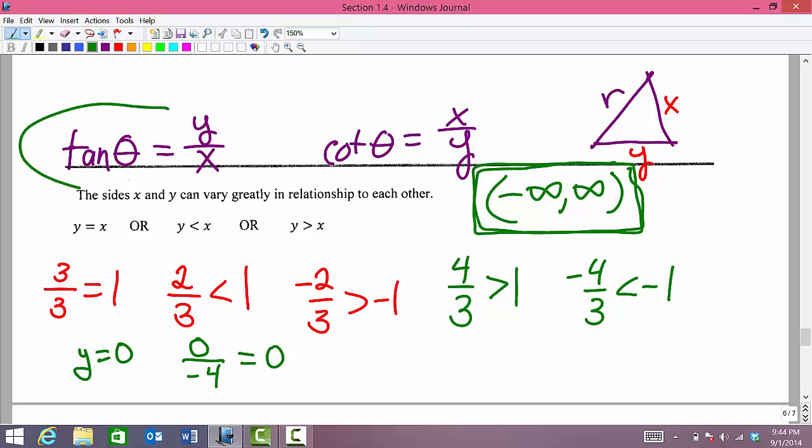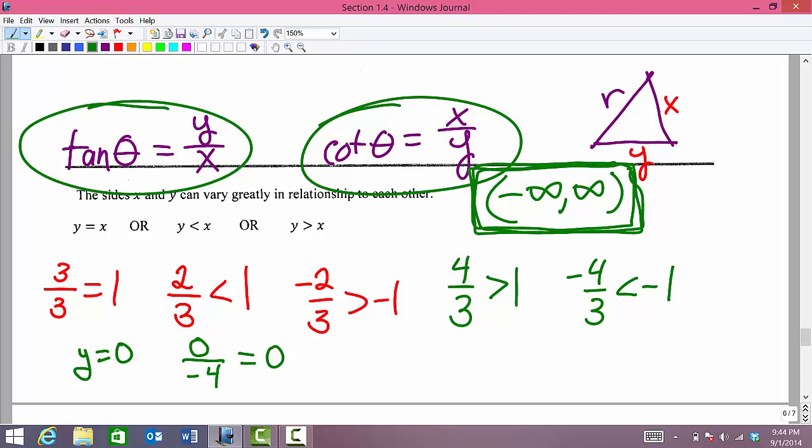If tangent could take on any value, then the reciprocal of that would also take on any value. So for tangent and cotangent, with all the possibilities for x and y and how they relate to each other, the output values are unrestricted. So anything on my number line from -infinity all the way to positive infinity could represent the output values for tangent and for cotangent.